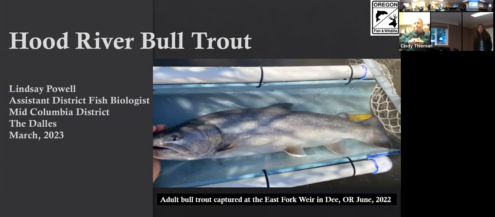My name is Lindsay Powell. I'm the Assistant District Fish Biologist for the Mid-Columbia District. We're located in Dallas, but our district incorporates the Hood River Watershed. And tonight I'll be talking about Hood River bull trout. To kick us off, I just have a photo of a bull trout captured at the East Fork weir last year.